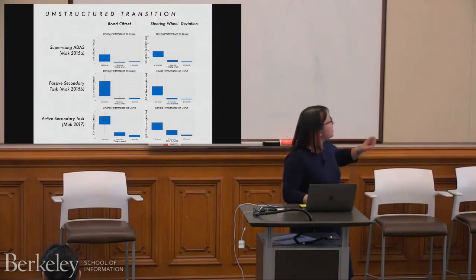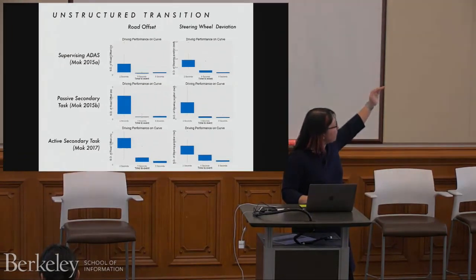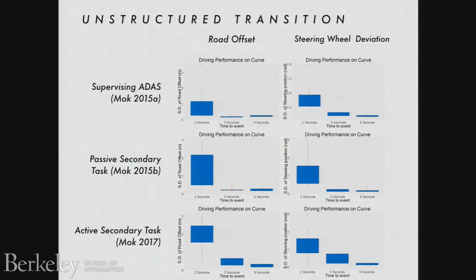One of the things that's super interesting is that I'm just showing graphs from 3 different studies where we did unstructured transition. You can see that most people, if they're doing nothing but supervising the car, and these experiments are only 15 minutes long, so people are less likely to be sleepy, only in the 2-second condition do you actually see people doing poorly. And again, poorly means we're measuring things like road offset and steering wheel deviation, because most people manage to stay on the road.